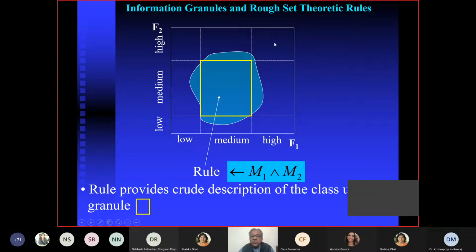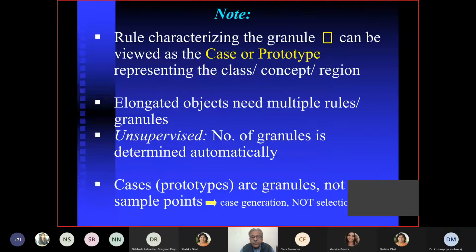As I mentioned, if the object is elongated, you have more than one such granule. Here both the features have appeared, but in real-life problems, all the features may not appear. That means it leads to dimensionality reduction, which I will show. Accordingly, I consider it a case or prototype or granule. Elongated clusters need multiple rules, so one class can be represented by more than one such granule. And we call it case generation, not selection.